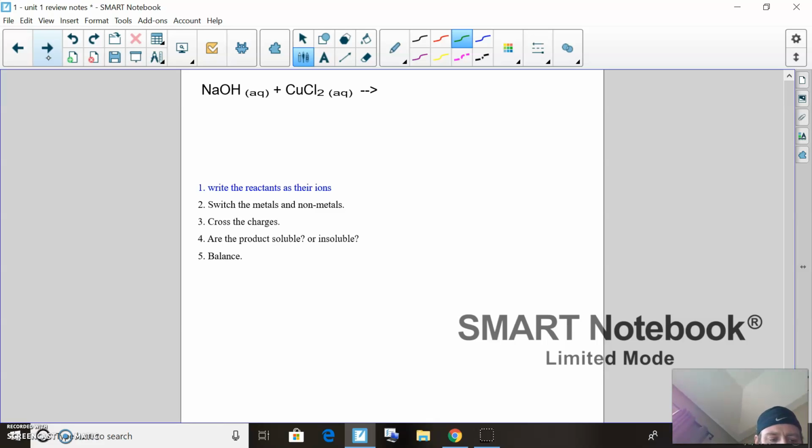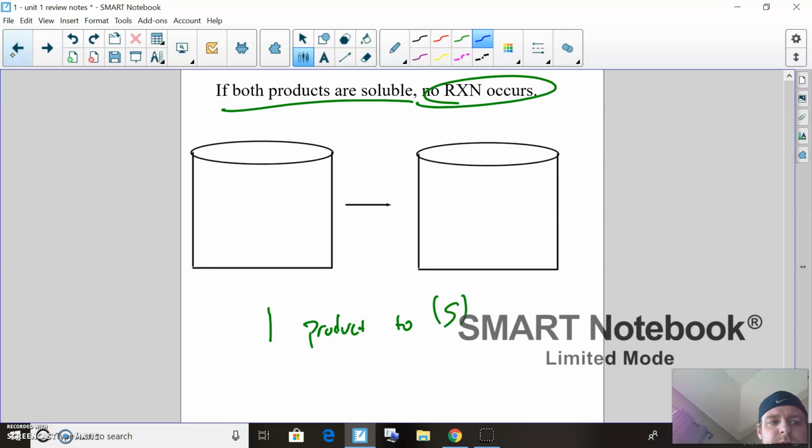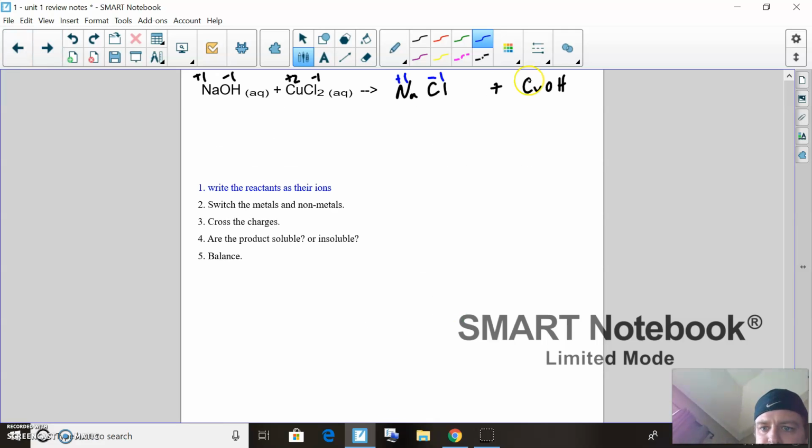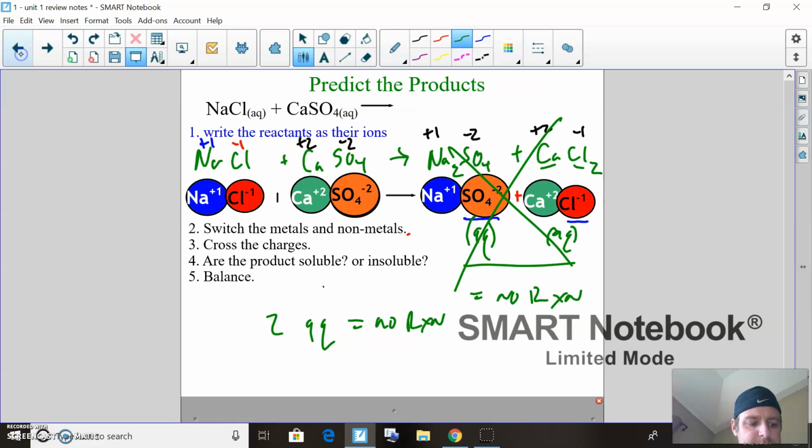I'll show this demo here after I do it. Okay, so write the charges: +1, -1, +2, -1. Switch them. NaCl. Bring one of each. Plus CuOH, +1, -1. That one's good. Oh shoot, +2, -1, so I need two of those. So I cross the charges there. Are they soluble or insoluble? Let's find out on our chart.